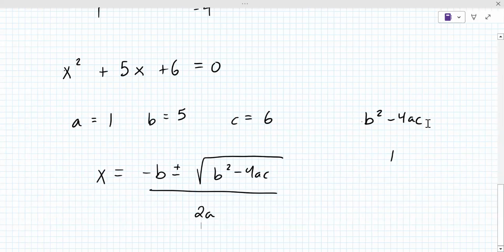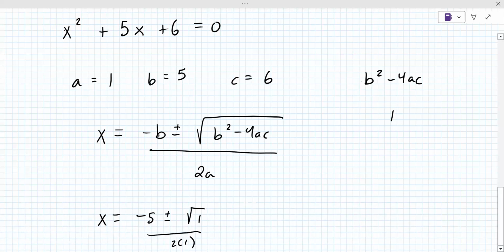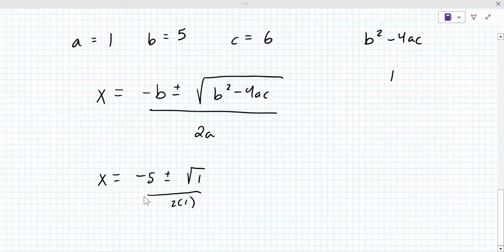The reason you might calculate the discriminant first, this is called the discriminant, is because it's the most complicated part of it. But now you know that part into the root. So you can write the rest of the stuff: minus 5 plus or minus the square root of 1, all over 2 times 1. So will you attempt to simplify it from here and give me the two answers? Yeah.